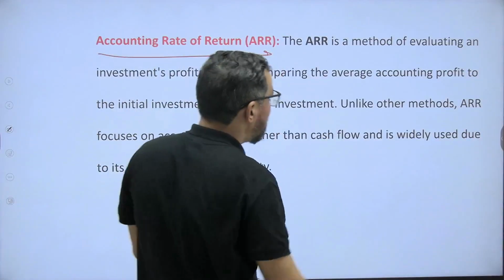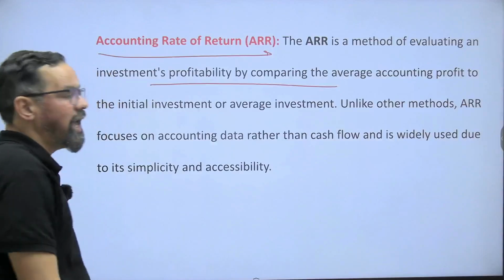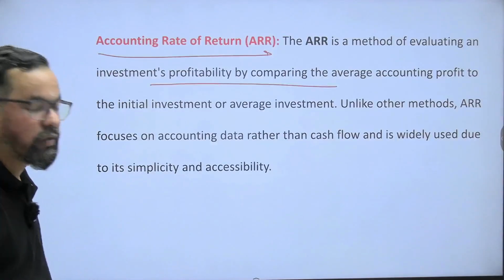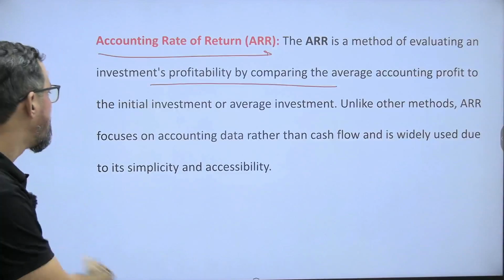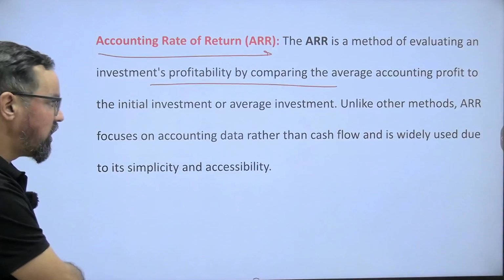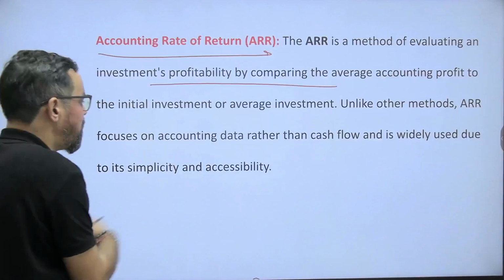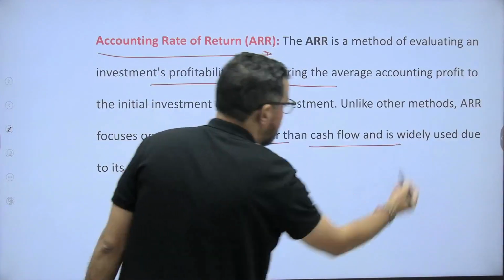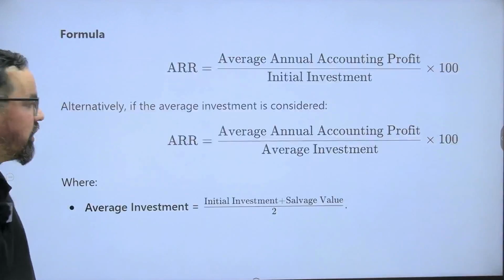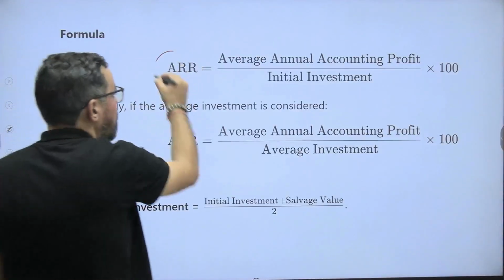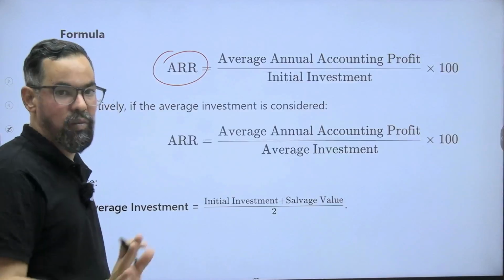ARR is a method of evaluating an investment's profitability by comparing the average accounting profit, meaning every year's average profit, to the initial investment or average investment. Unlike other methods, ARR focuses on accounting data rather than cash flow, and is widely used due to simplicity and accessibility. How we calculate ARR, please do remember this one, because these formulas will be required while we solve the questions. Okay?